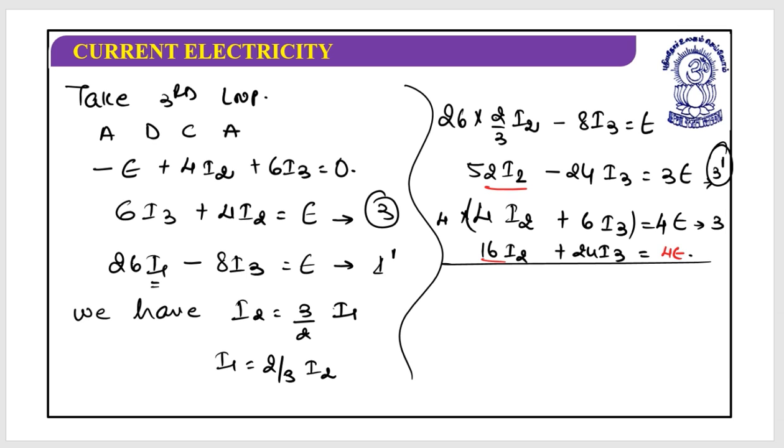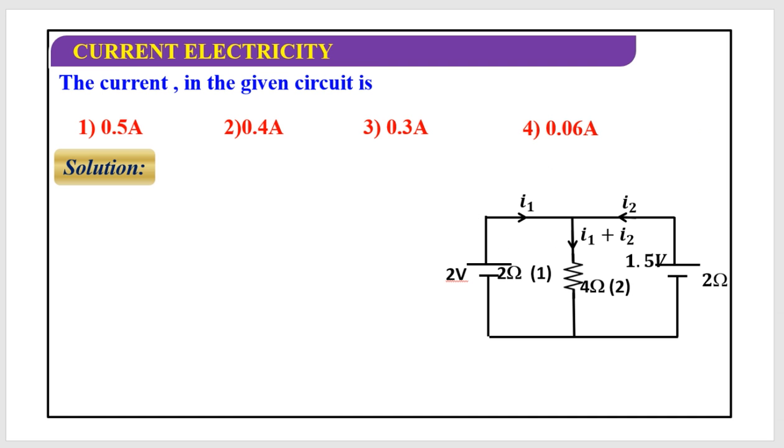Yes, solve this and this. The I3 terms would be gone. 52 plus 16, it's 68 I2, that is equal to 7E. So you get the I2, and from I2 you get the I1, from I1 you get the I3, and onwards. Yes. So can you do this kind of question? Is it possible? Great. Let's have a look at the next question.